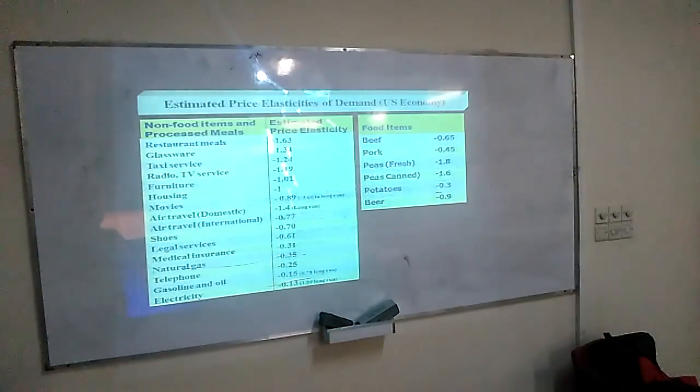But in the long run, it is elastic. After that, air travel, international. International is inelastic because domestic and international flights are different, so it doesn't matter. And alternatives are there, but for international flights the alternatives are very few. So you can see it is inelastic.